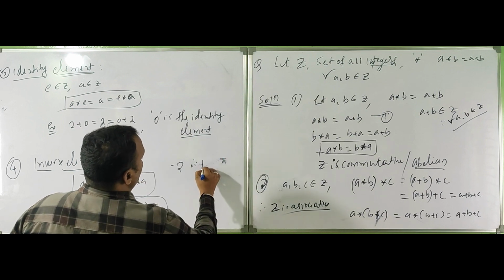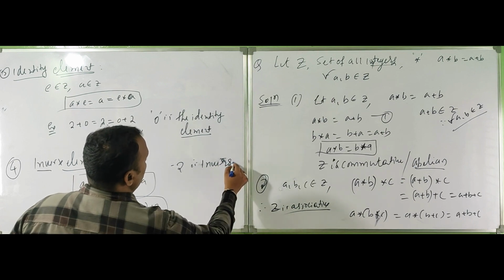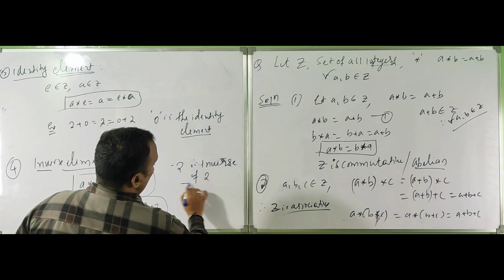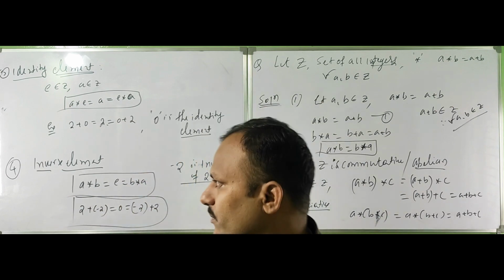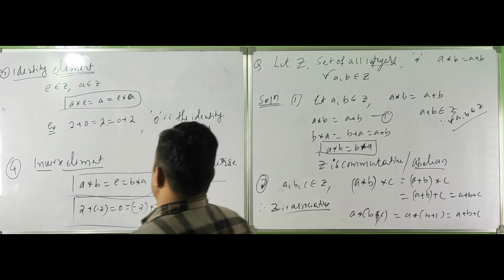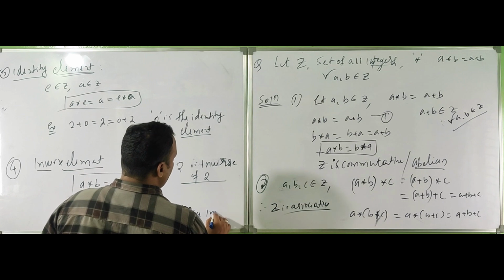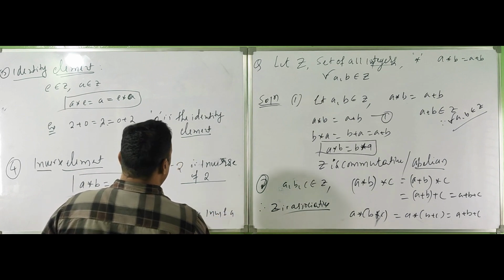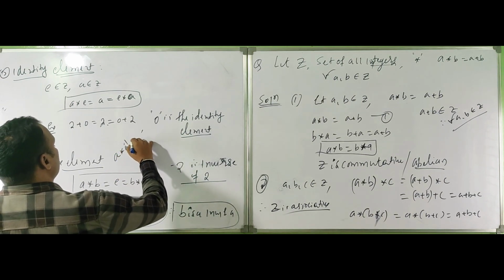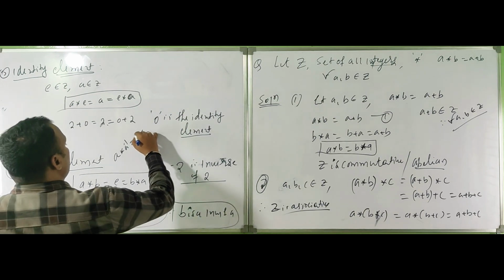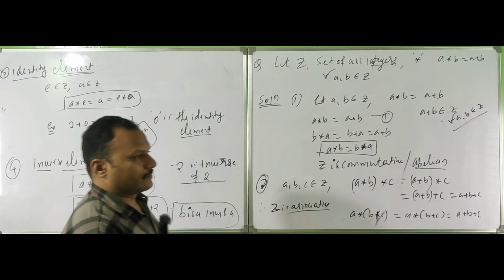Okay, let's change those. Inverse of plus 2 is minus 2. Therefore every element in Z has an inverse element. Therefore B is the inverse element of A. So here you can add B also. Here you can write A star A inverse is equal to A inverse star A is equal to E. You can show this also, whatever it may be.